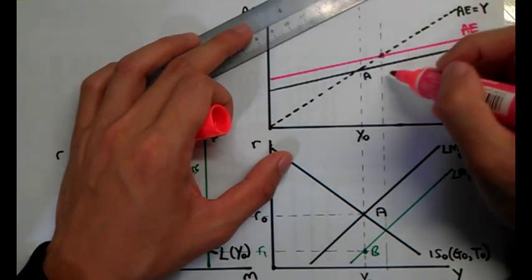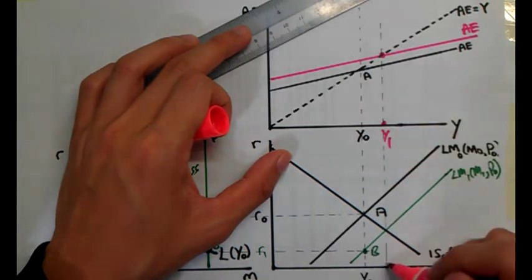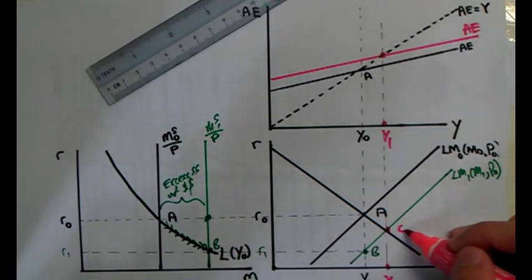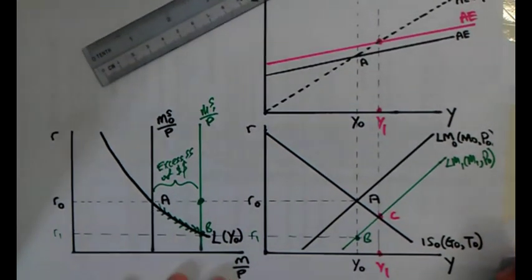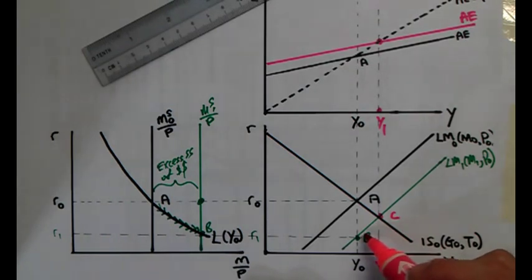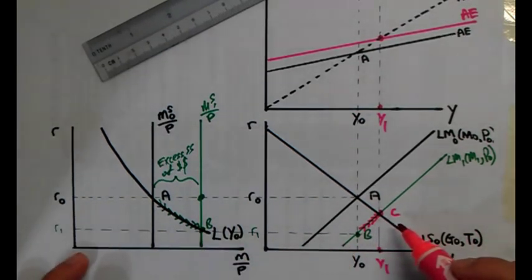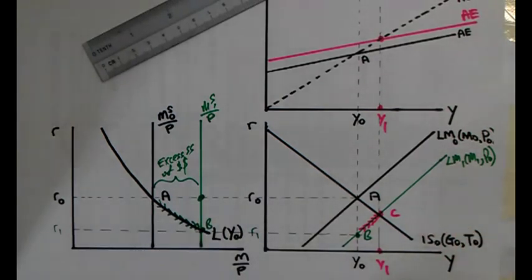Now we have a new point. We'll call it Y1. So we'll eventually go up to point C. What happens at this point? We're going to be moving along this LM curve. Why? Because interest rates decrease, causing investment to increase, and income will increase. Once income increases, what happens to the demand for liquid assets?